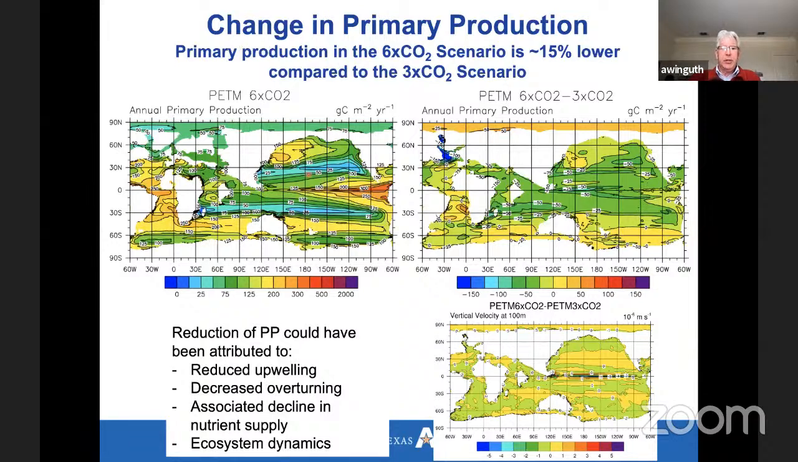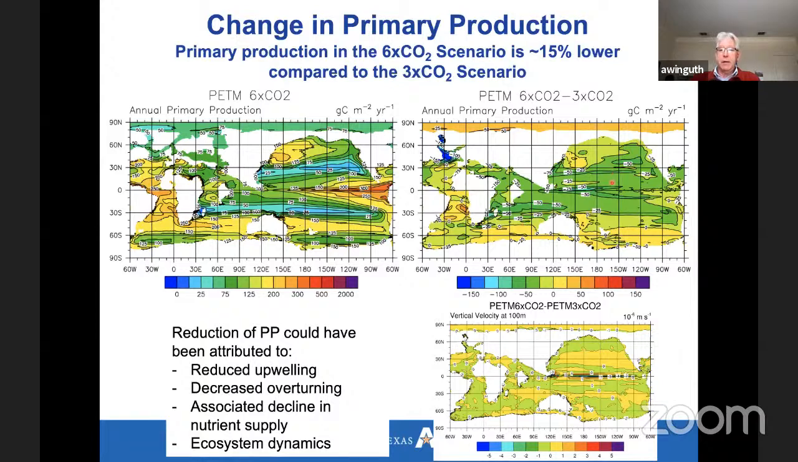So the changes in the productivity, this is then the 6 times CO2 simulation. The general patterns are agreeable with the present day patterns, where we see high productivity along the equatorial region in the Pacific and Atlantic, also the high latitudes, the subpolar region around 60 degrees, where we have a high productivity due to strong mixing processes. And then we do have these oligotrophic regions, which we have also in the present day ocean along the subtropics.